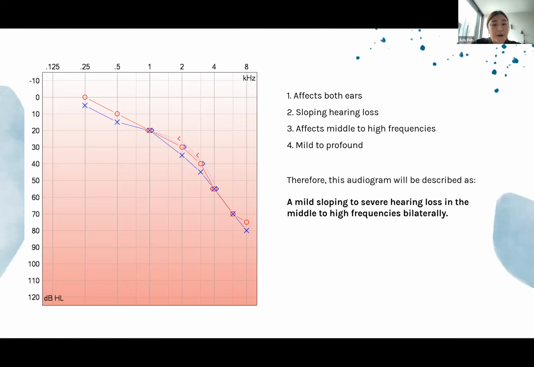So in this audiogram, we can see that there is a hearing loss in both the left and the right ear from 1 kilohertz onwards. It is a sloping hearing loss affecting the middle to high frequencies, and it is mild to profound hearing loss. So we would describe this audiogram as a mild sloping to severe hearing loss in the mid to high frequencies bilaterally.